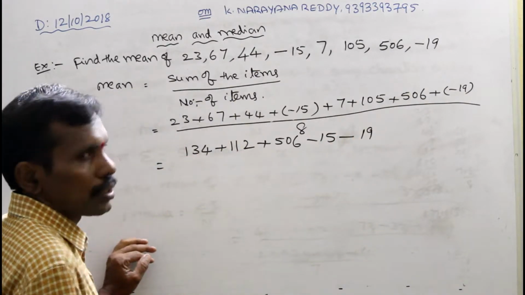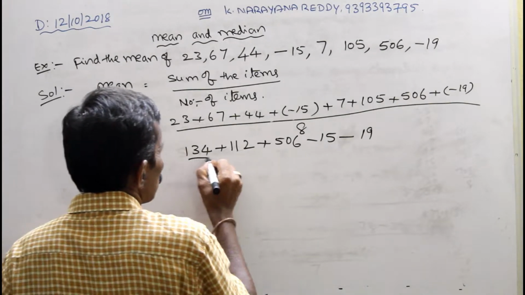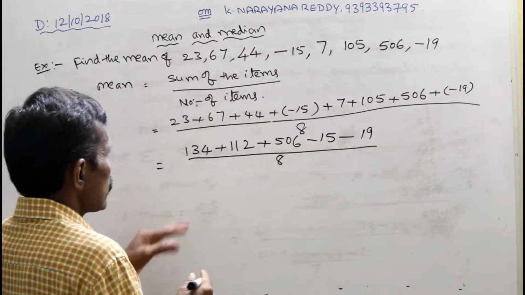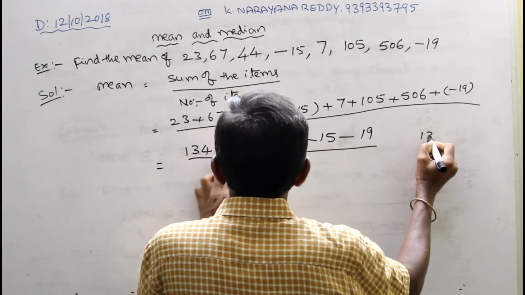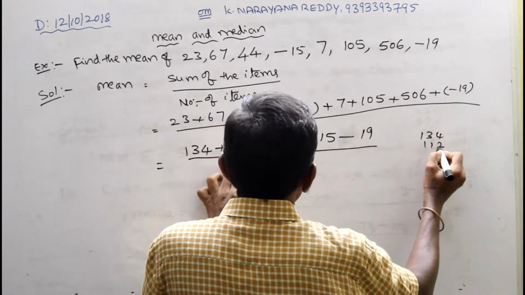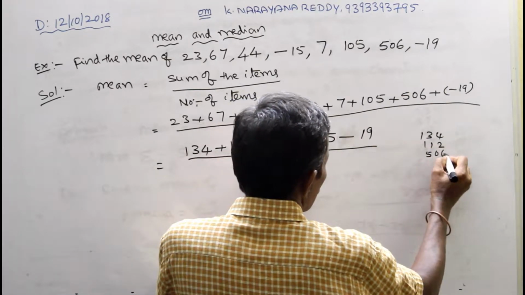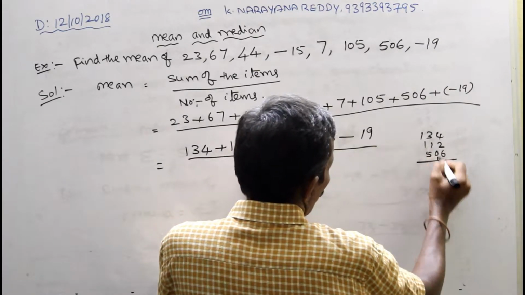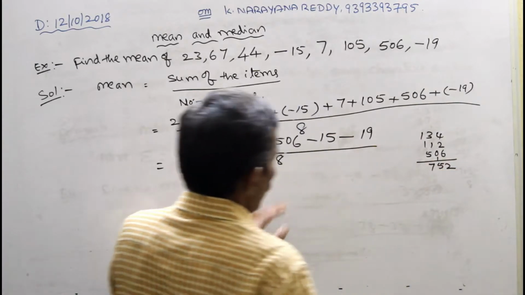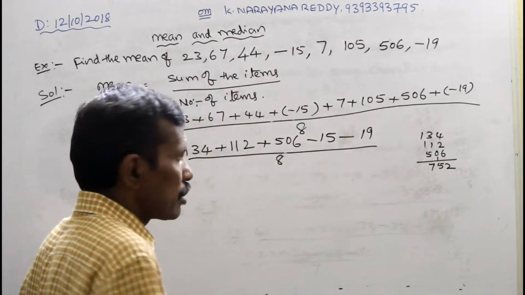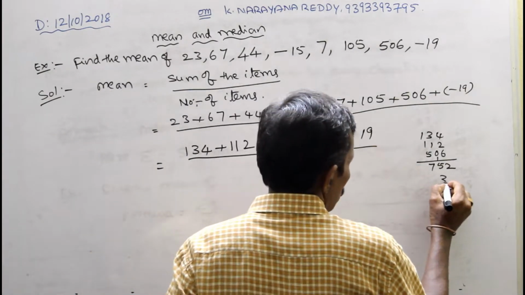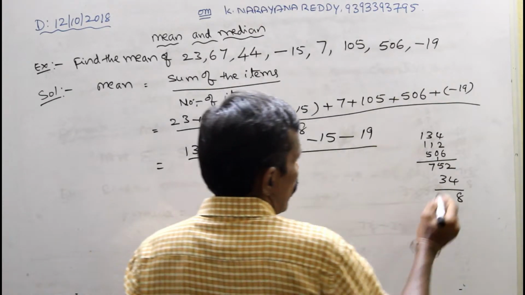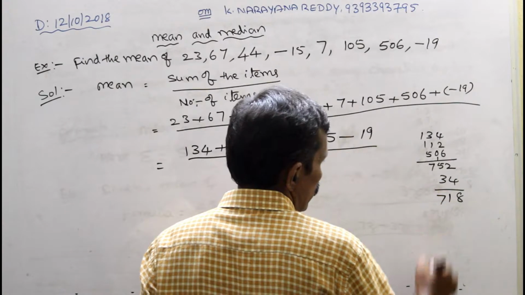Okay, that's all, divided by 8. Now add these things: 134 plus 112 plus 506. 8, 12, 2, 5, 7. And minus 15 minus 19, nothing but 34. Yes? 12, 4, 8, and 4, 7.